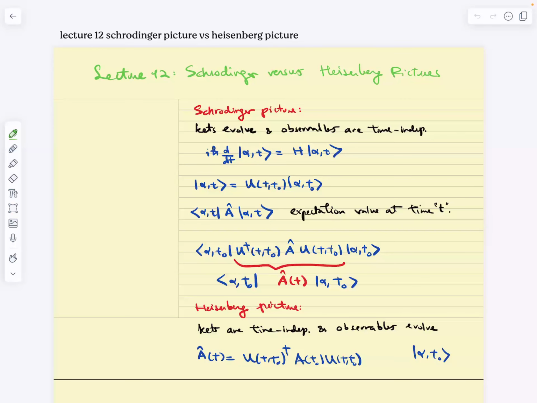So today we're going to be talking about Schrodinger picture versus Heisenberg picture in quantum mechanics. And hopefully, if we have enough time, I'll start the discussion of the simple harmonic oscillator.